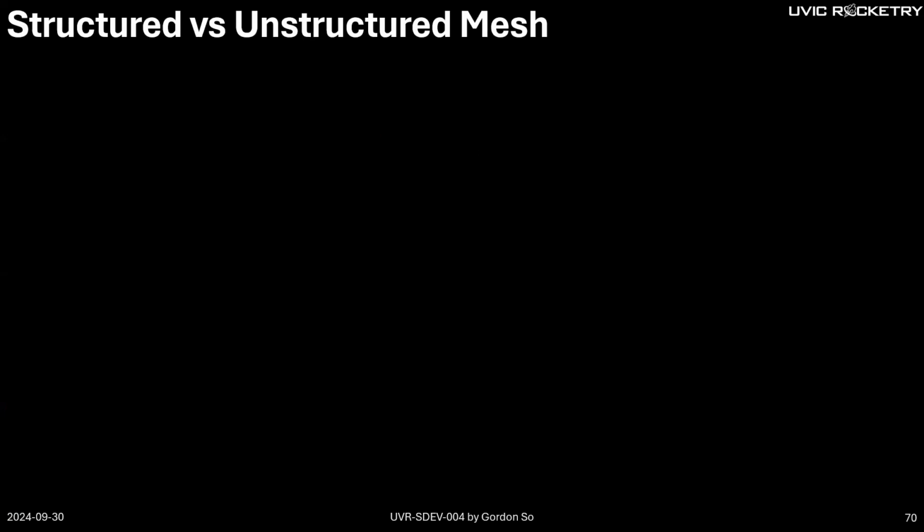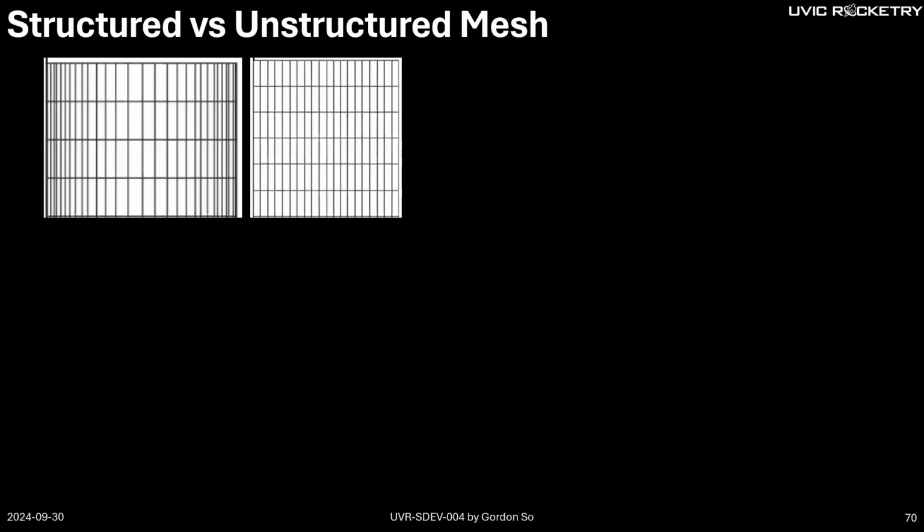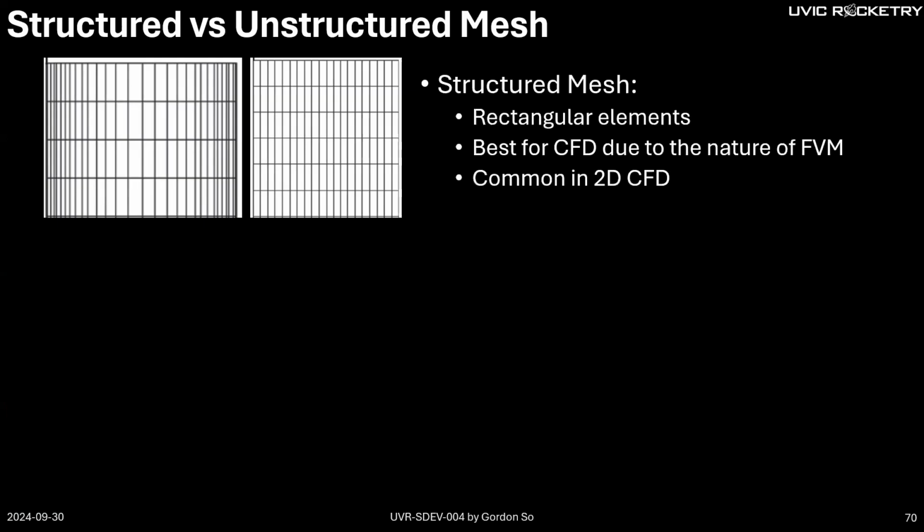Mesh also comes in two types, structured and unstructured. Structured mesh is very obvious. It looks very uniform, usually square in form. They only use rectangular elements, so it's really good for CFD because the finite volume method is basically just discrete cells, and this is the perfect kind of cell shape. It's very common in 2D CFD. In 3D, you can use it, but you may run into some problems.